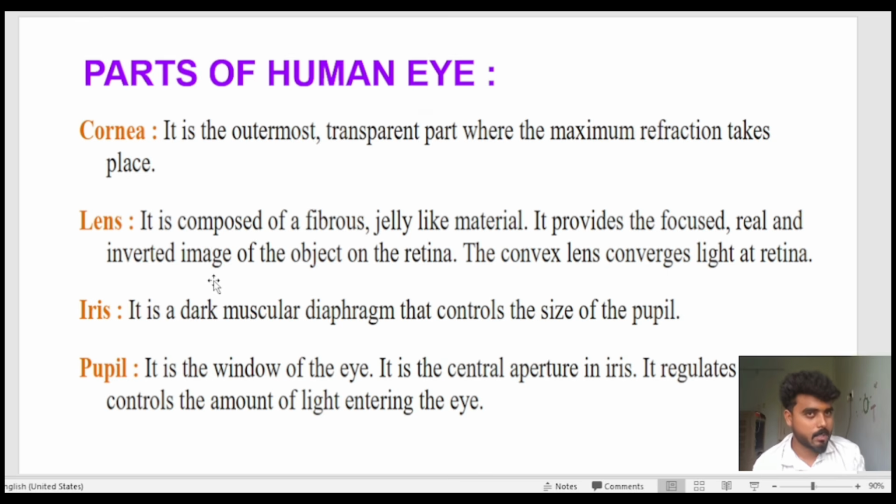I told you, what is the meaning of pupil? Pupil is like an opening, it is like a black hole. It absorbs all the light, okay? So to be simple, it is the window of the human eye. It controls the amount of light entering into the eye.